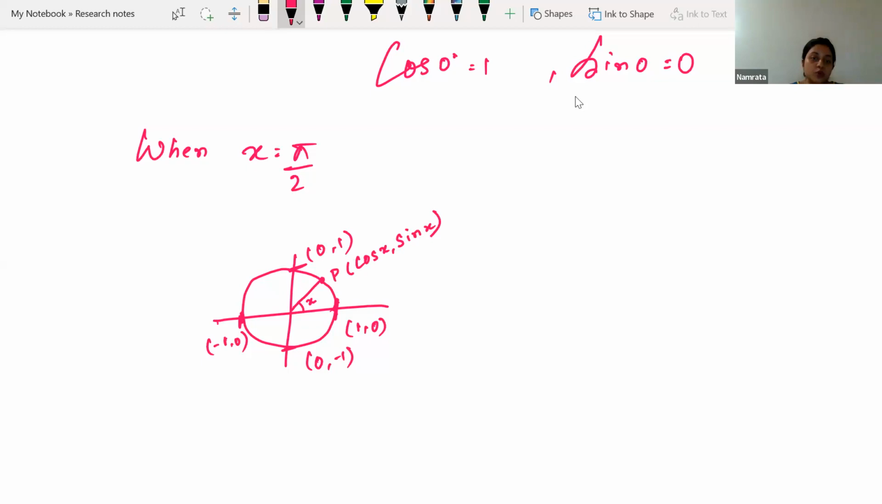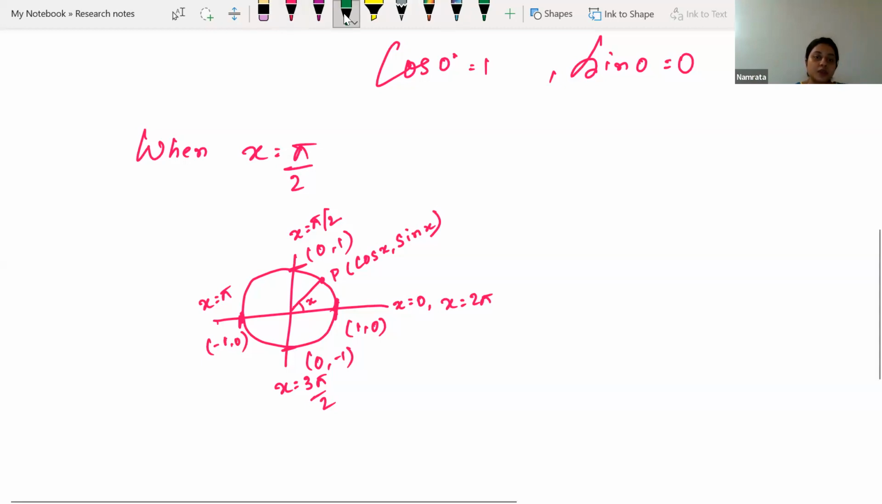Now, here x is 0. Here x is pi by 2. Here x is pi. Here x is 3 pi by 2. And here again x is 2 pi. Because one complete revolution, as we discussed in the first class on radians, is 2 pi radians. So here it's 0 radian, here it's pi by 2, here it's pi, after that 3 pi by 2 and then 2 pi. Okay. So when we are talking about x equals pi by 2, your angle was there and now it goes over there. If it was 60 degrees, it became now 90 degrees. That means your point P will go and collapse on point B.